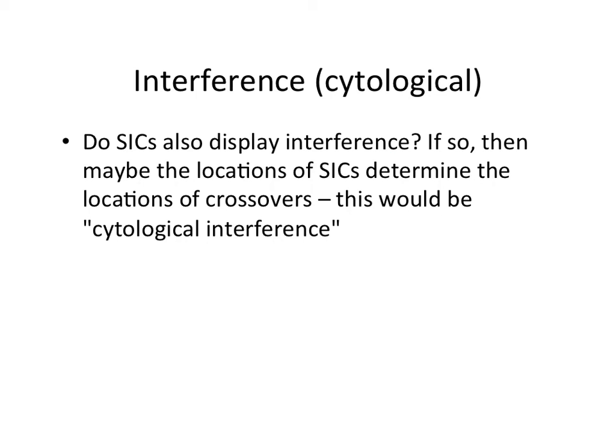There is no known link between cytological interference, whether these are spread far apart, and whether or not these have anything to do with the locations of crossovers. So as far as we know now, this and this are totally different. Where the chromosomes start synapsing doesn't necessarily have anything to do with where the chromosomes cross over. They could be two totally separate things.